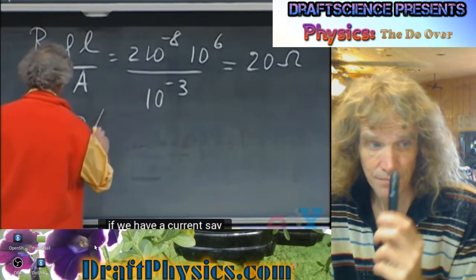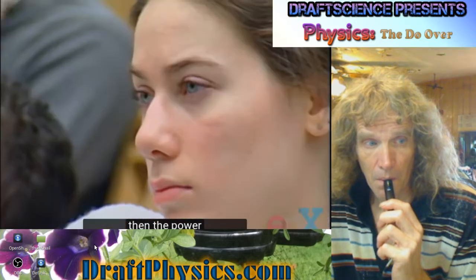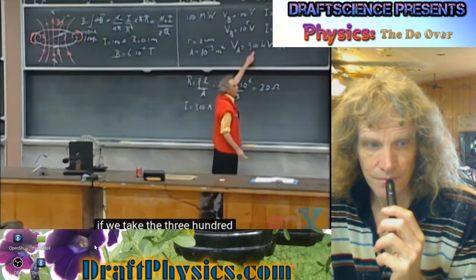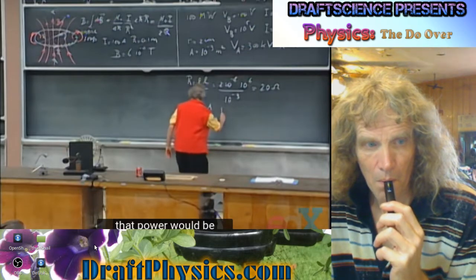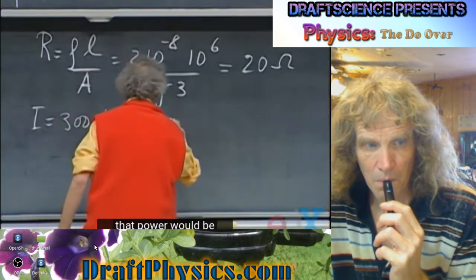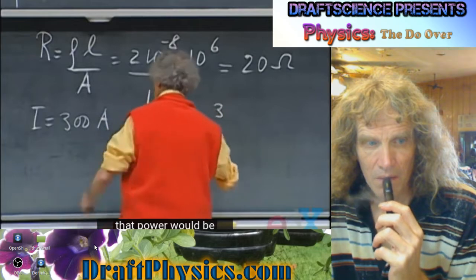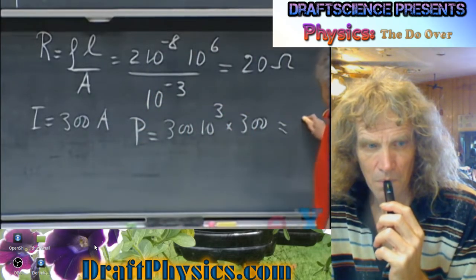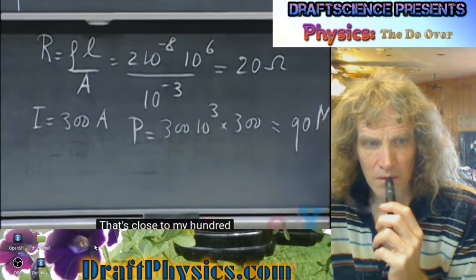Say a current of 300 amperes. Then the power that the power station produces, if we take the 300 kilovolts for now, would be the 300 kilovolts times the 300 amperes, and that is about 90 megawatts. That's close to the 100 that I had in mind earlier.